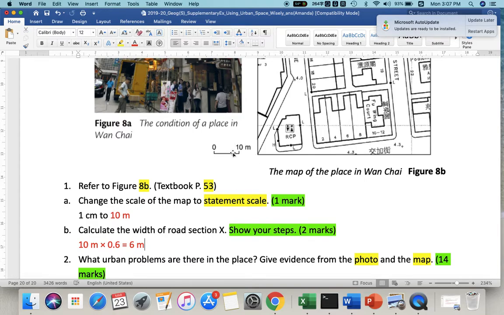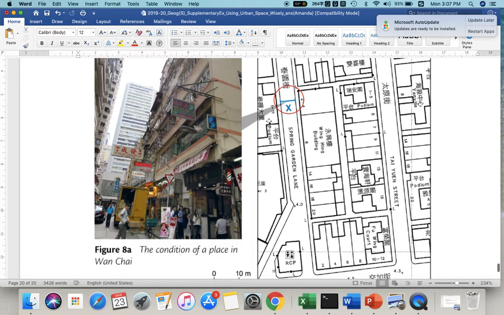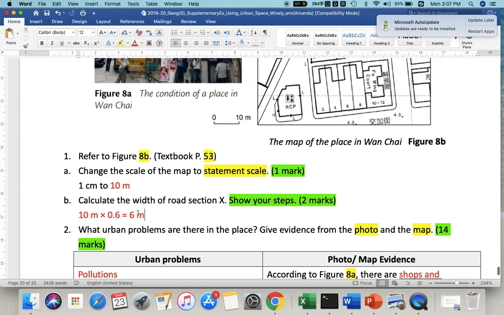And because our scale is 1 cm to 10 meter, you can use 10 times 0.6. The scale on the map, and the distance that you measure on the map is 0.6, times them together equals 6 meter. So the width of the road on section X in actual distance should be 6 meter.